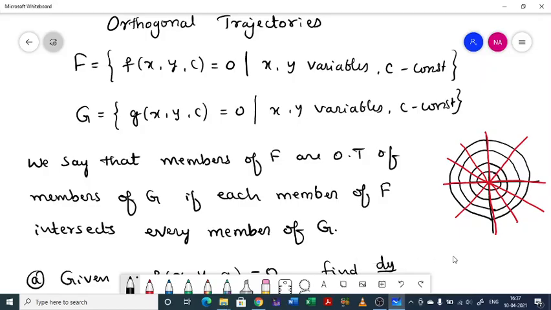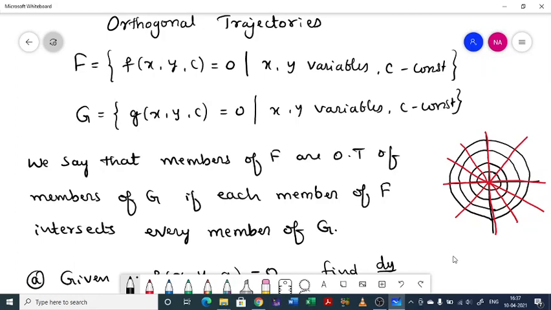Welcome, you all. In this video, we are going to discuss orthogonal trajectories as an application of differential calculus. In this video, we are going to consider orthogonal trajectories. That means we are going to consider two families of curves.